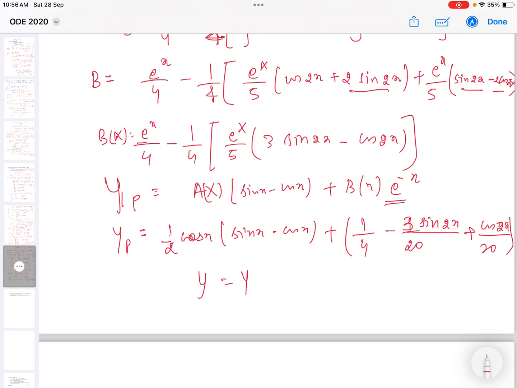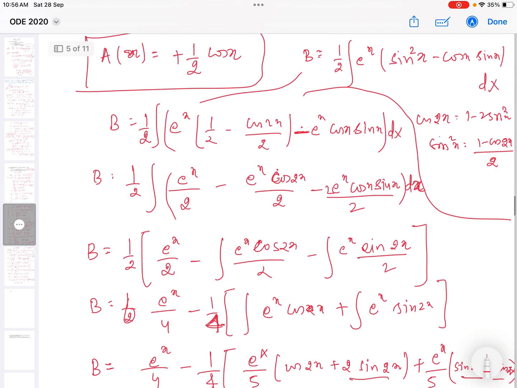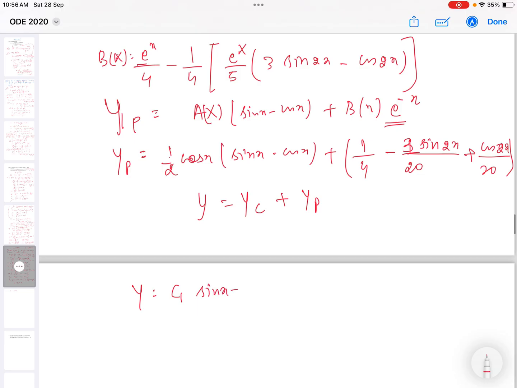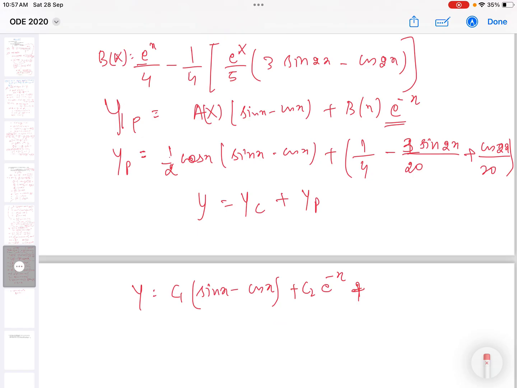Then y is nothing but yc plus yp. yc we already know: yc was C1 (sin x minus cos x) plus C2 e to the power minus x. yp is nothing but this term, half of cos x sin x. We can leave it as it is. I think there should be no issue. Cos x sin x, if you multiply numerator and denominator by 2, it will become sin 2x, then sin 2x by 2, sin 2x by 4.